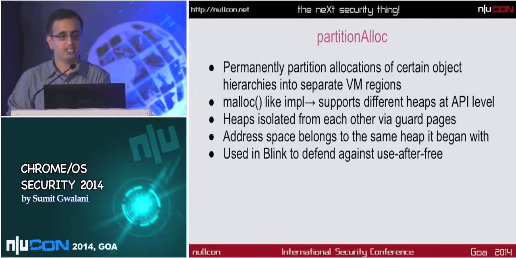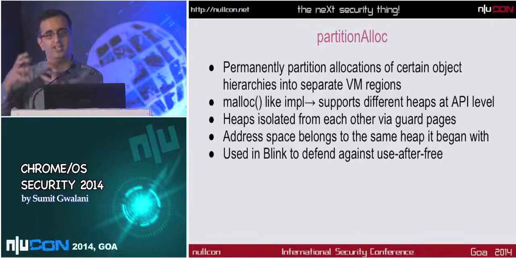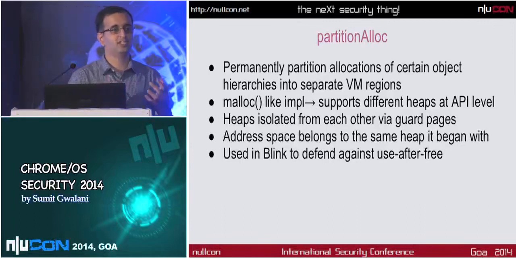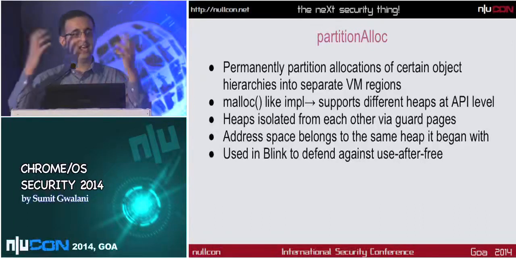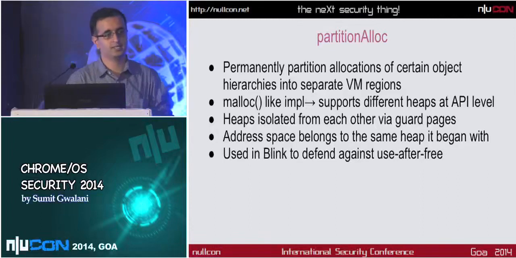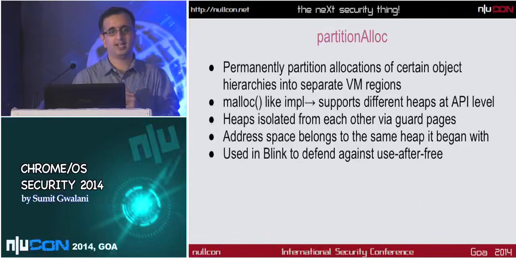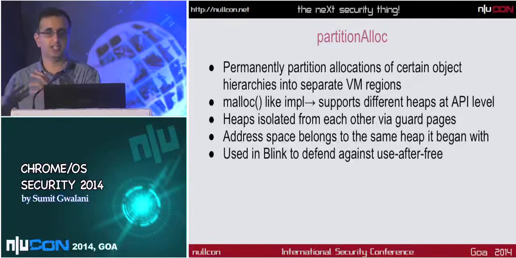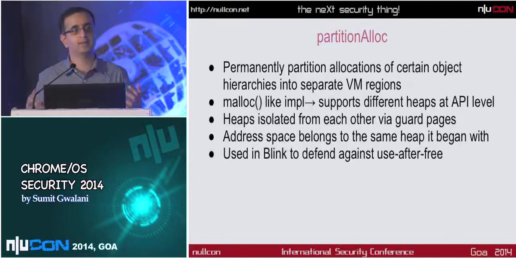So why not partition basically the entire allocations for each object hierarchy into separate regions? Now, what will this do? How do you protect against this? One simple way is you do it at a higher API level, rather than at a lower level, you do it as an API level in the user space. You then ensure that each of the heaps are isolated from each other by, say, guard pages. You could do something else, but as a start, let's say they're just separated by guard pages.